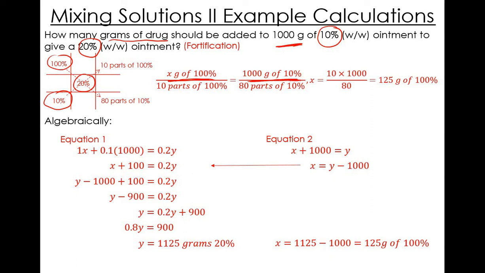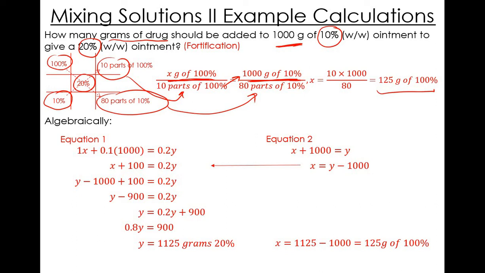We set up a proportion by matching up the quantities with their parts. There's 1,000 grams of 10%. So how many parts of 10% is that? Should be 80. 80 parts of 10%. So there's 1,000 grams to 80 parts. So how many grams are there to 10 parts of 100%? Cross multiply, and we get 125 grams of the 100%.